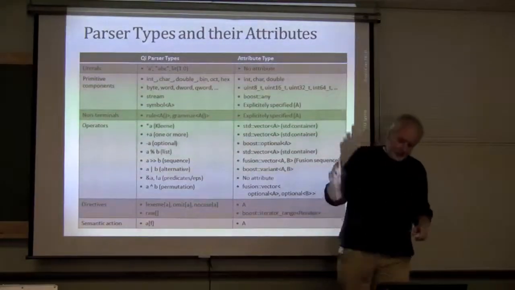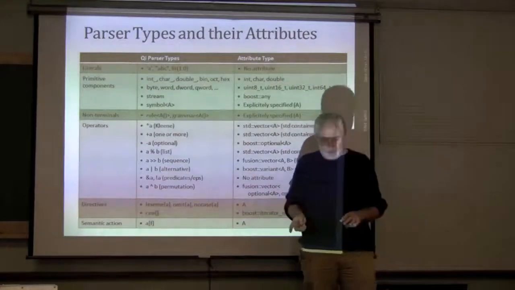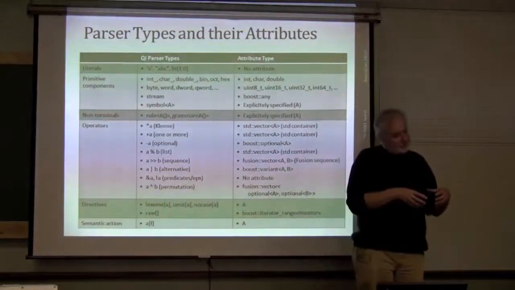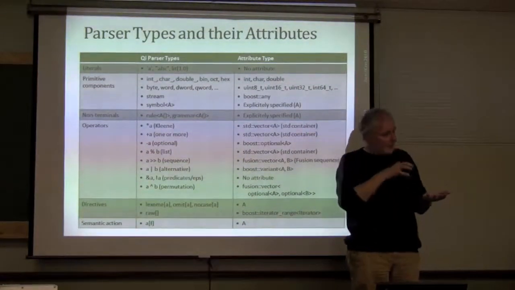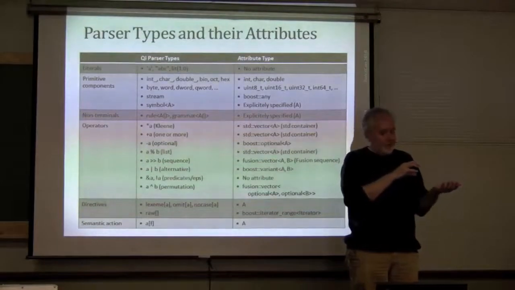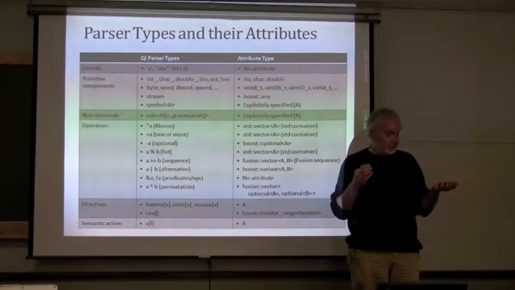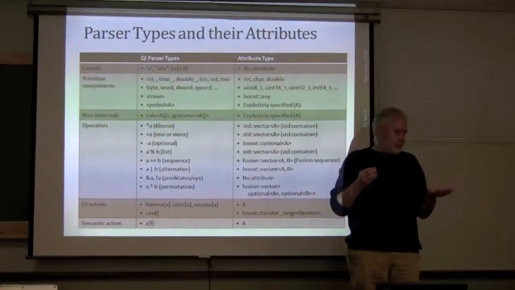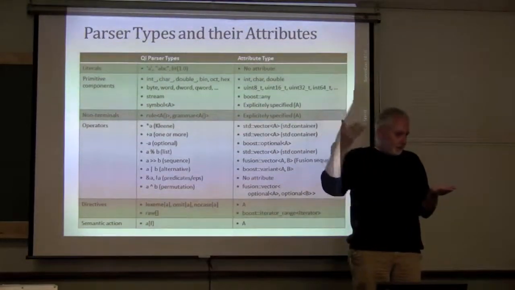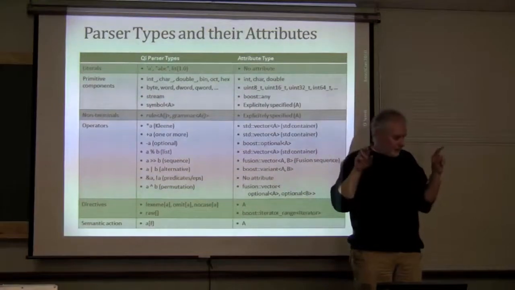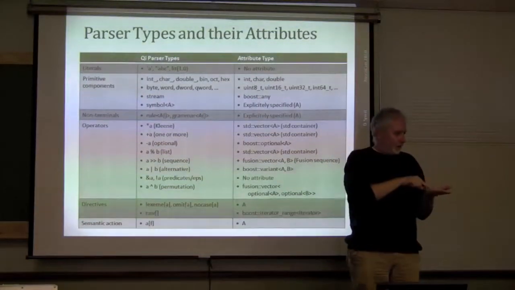There are two things, and I will get back to that again and again. A parser, for instance, exposes an intrinsic type. For instance, a list of integers exposes a vector of integers. That's one thing. But on the other hand, you can pass from the outside any compatible type to the parser, and it will fill it.